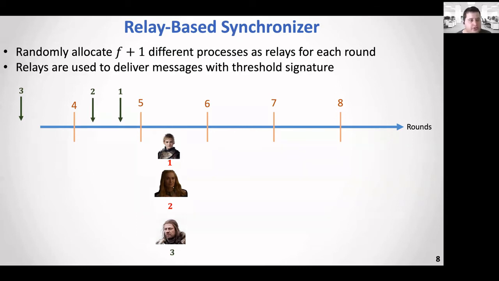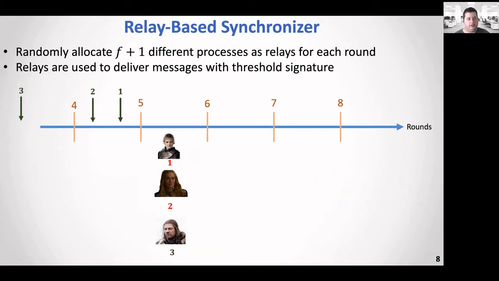Now, the relays are used to deliver messages with a threshold signature. This is similar to what's done in HotStuff. In HotStuff, the leader collects messages from the processes in the system. Once it receives enough messages, it turns them into a threshold signature and sends them to all the processes.